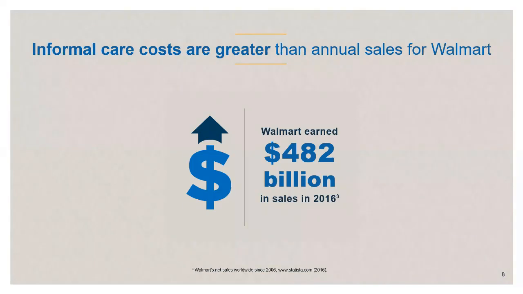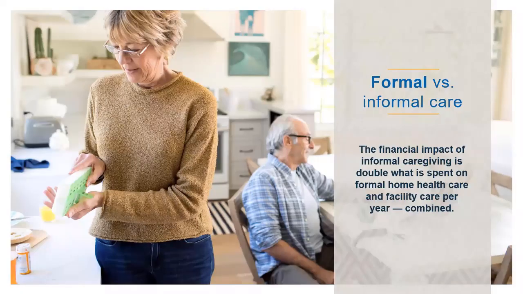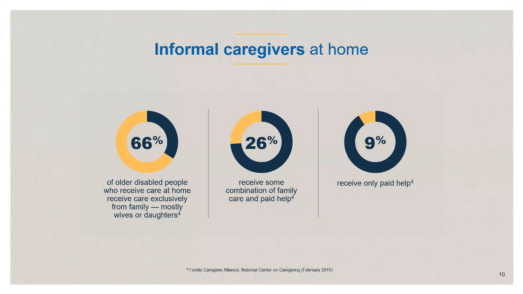If we go to the next slide, please. So the informal care costs are greater than annual sales for Walmart. It's a pretty big number. We're talking huge numbers here. In the next slide, we'll talk about formal versus informal, which is the financial impact of informal caregiving: it is double what is spent on formal health care and facility care per year combined, which we just went over.